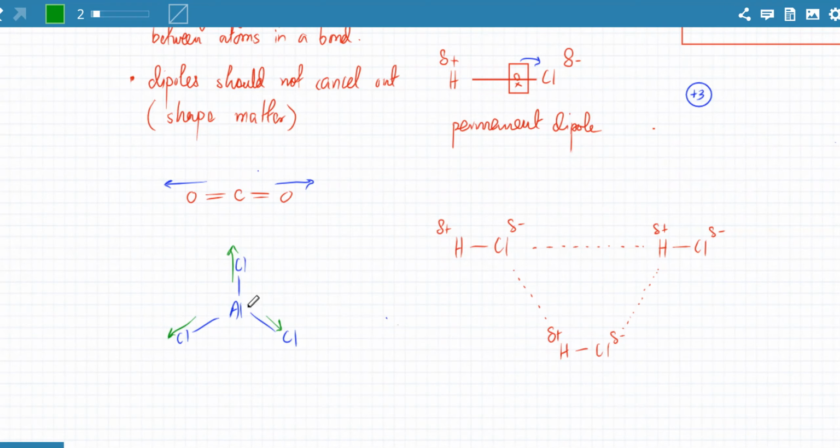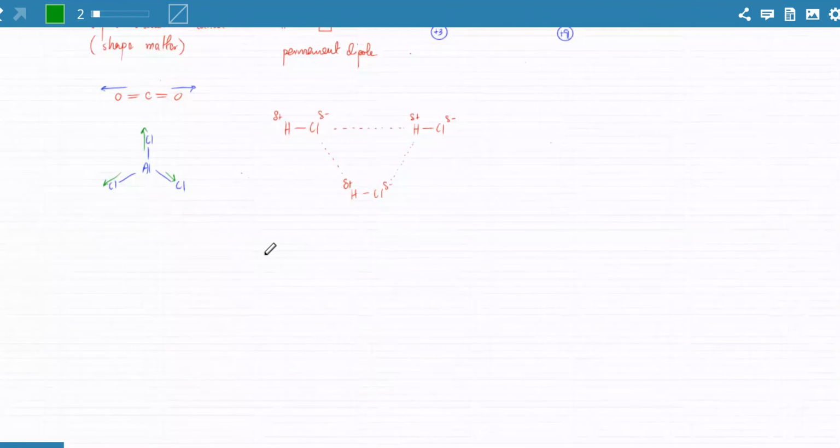You can imagine a bunch of electrons over here, and one is trying to pull in that direction, one is trying to pull in this direction, one is trying to pull in this direction. So where would the electrons end up? They're not going to go anywhere. So is this clear? Yes, sir.